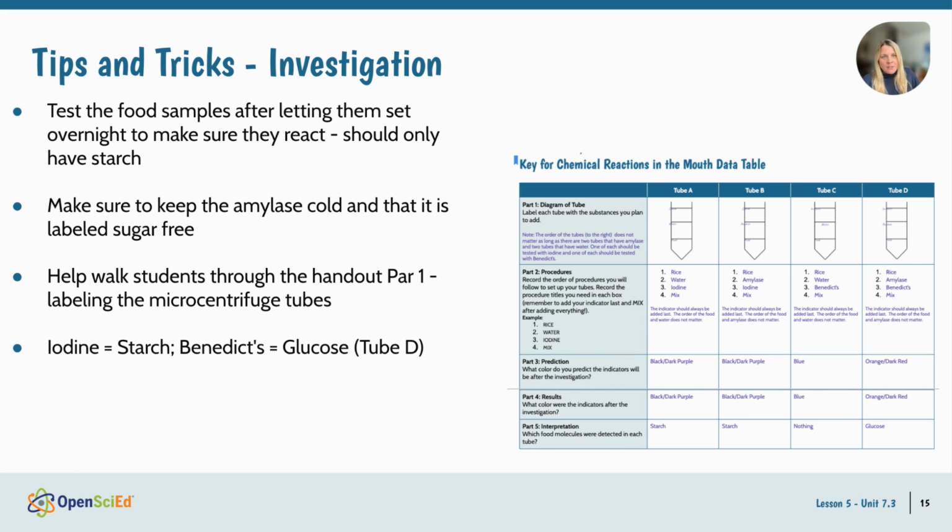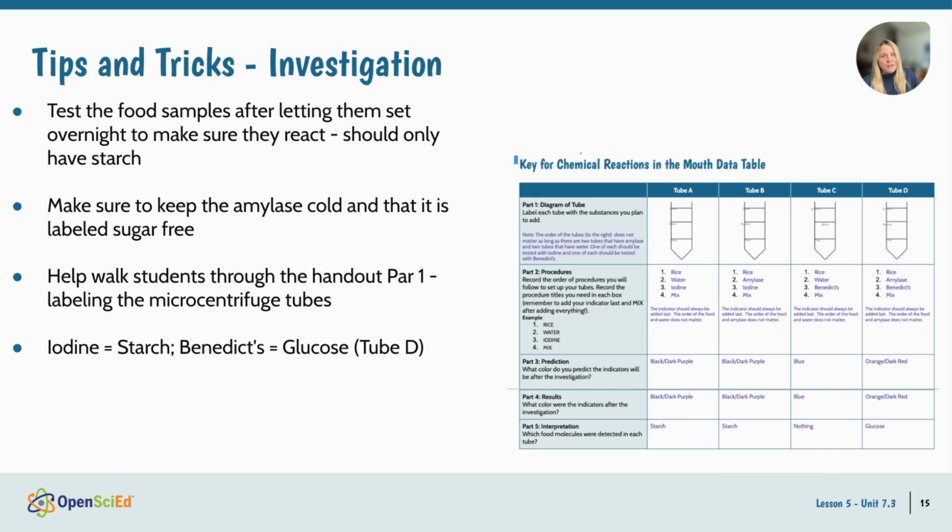I've also found the handout for this investigation to be a little bit confusing for the students to try to navigate on their own. So chunking the handout with the students and helping them to set up parts 1 through 4 will end up saving you a lot of time in the long run. In this investigation, the indicators are the same as before, where iodine is testing for starch and the Benedict solution is testing for glucose. In tube A, you'll have just water, food, and iodine, no amylase. In tube B, you'll have amylase, food, and iodine.